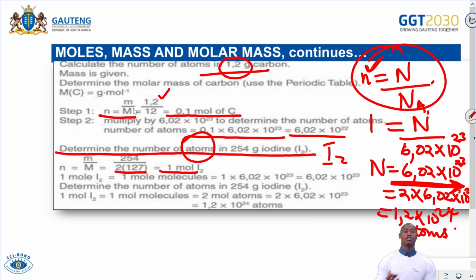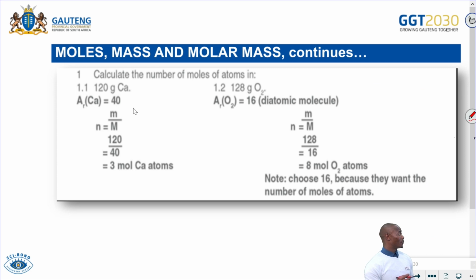So the molecules here is 6.02 times 10 to the power 23. Those are the molecules, because we have 1 molecule of iodine here. But how many atoms of iodine are there in 1 molecule? There are 2. Hence here we have multiplied by 2. Let me check if we don't have another example that will explain this.